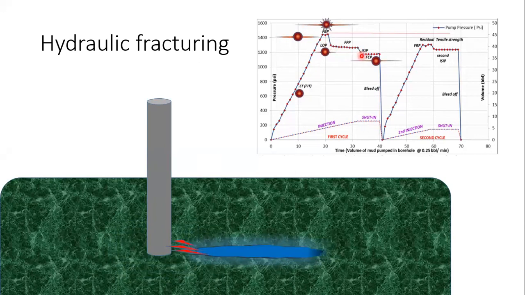Why? Because the injection pressure has reduced. Then the pressure at the fracture propagation point will also start to reduce to some extent, a little bit. That point we name as initial shut-in pressure. You can see there is a point called ISIP. That is initial shut-in pressure. This is the pressure created at the shut-in condition. Shut-in means we are not injecting.